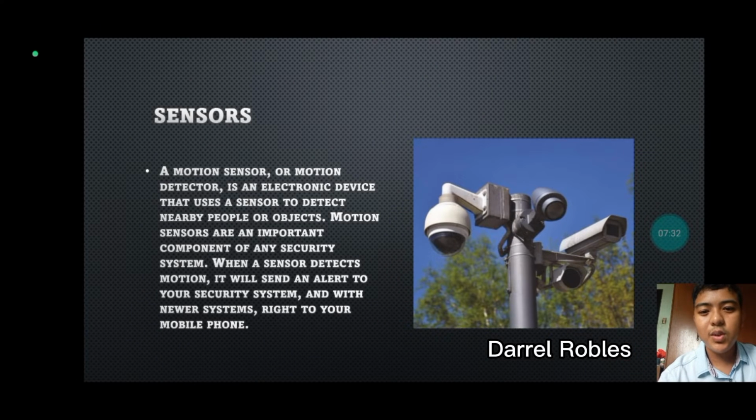So sensors use one or multiple technologies to detect movement in an area. When a sensor detects motion, it sends a signal to your security system's control panel, which is connected to your monitoring center. This alerts you and the monitoring center to the potential threat in your home.